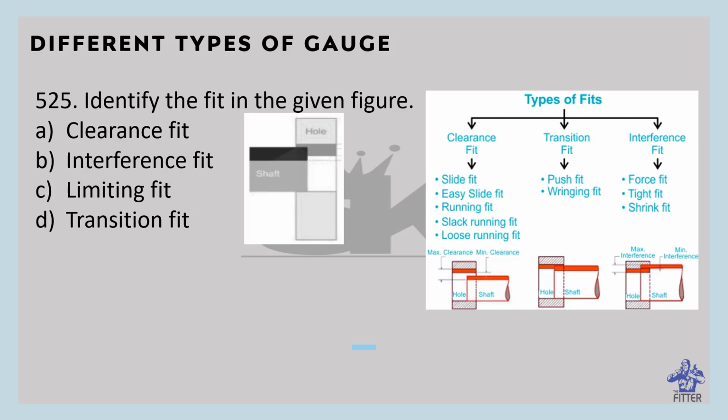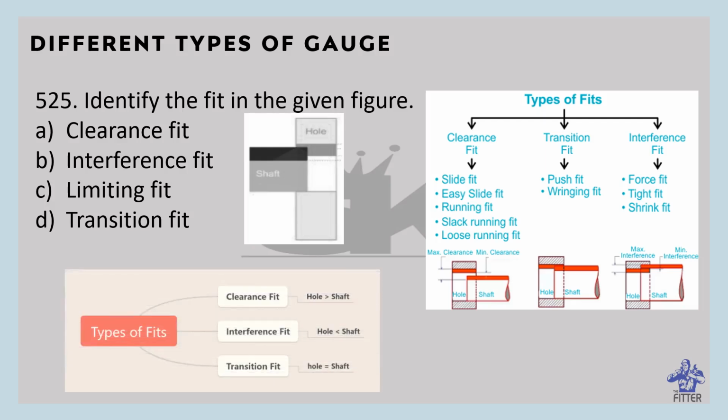One more picture I am giving for the sake of remembering the hole sizes. Here, in the clearance fit the hole is greater than the shaft. In the interference fit, the hole is less than the shaft. In transition, the hole is equal to the shaft. So here the answer is the given figure is a transition fit.